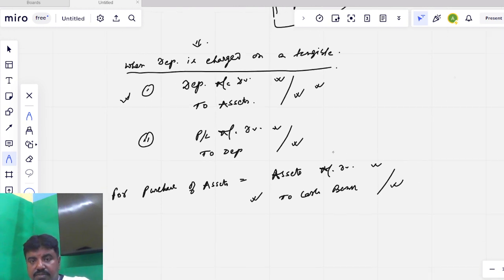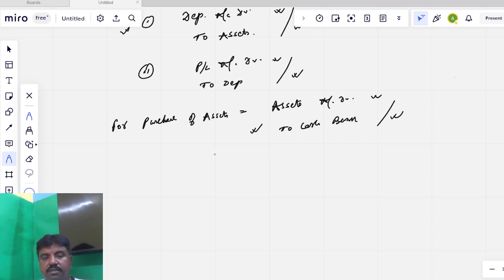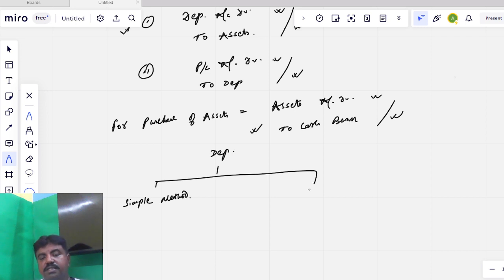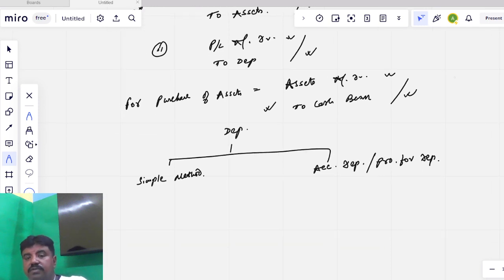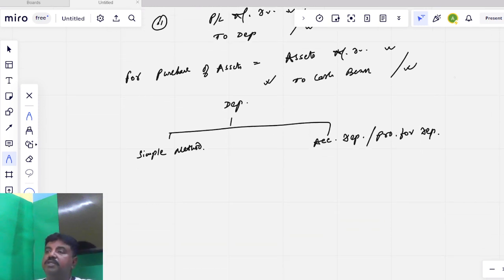Now this depreciation, there are two accounting methods for it. The first is the simple method, and there is one more method of accounting, the accumulated depreciation method, which is also known as provision for depreciation. Now we have to understand the difference between the simple method of accounting for depreciation and the accumulated method. In the simple method, what happens?